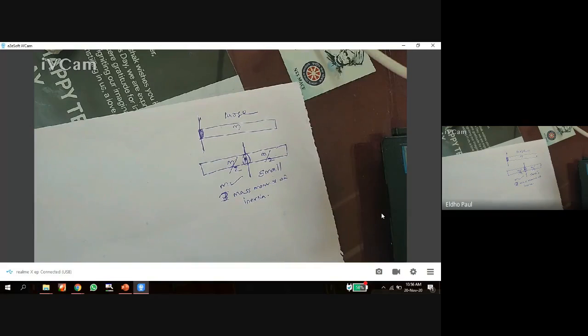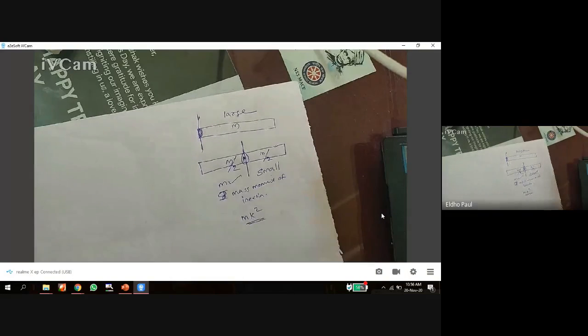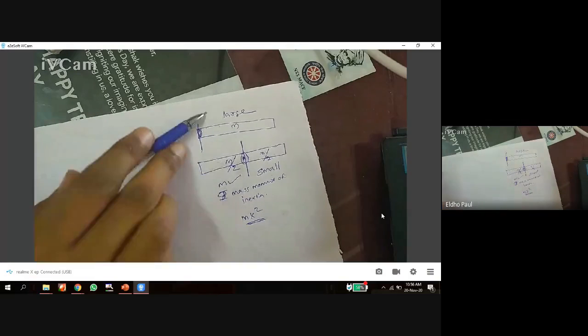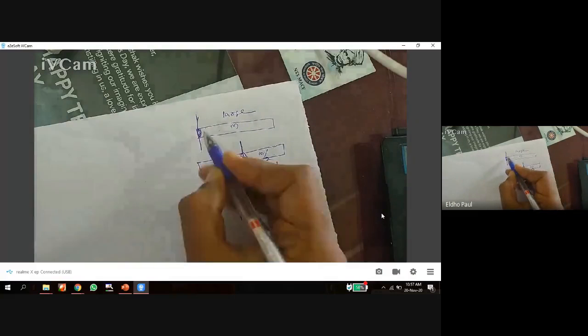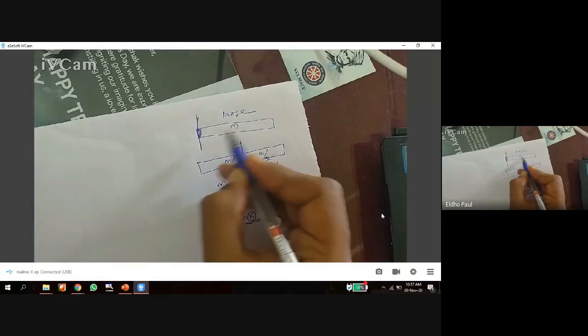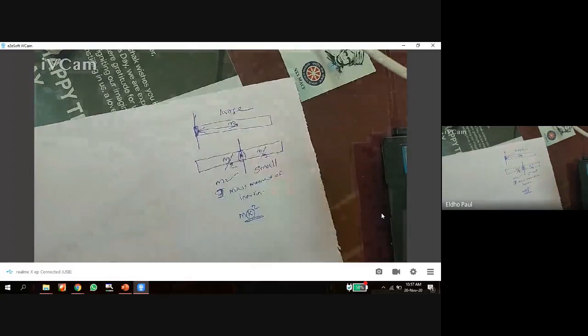Okay, that is mass moment of inertia. In this mass moment of inertia, we can use the formula mk square. In both cases, m is the same, the mass is the same, but this k is different. In this case, the k is the distance from the center of axis to the center of mass. This is the value of k.